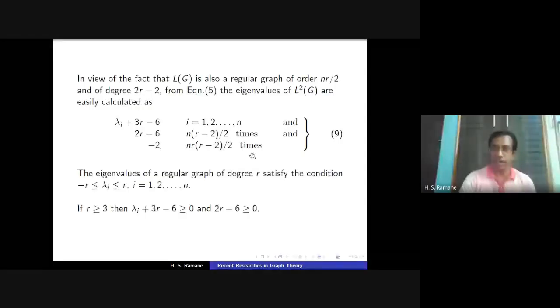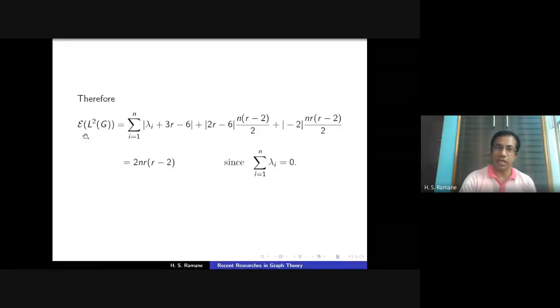For r greater than or equal to 3, lambda plus 3r minus 6 is positive, and 2r minus 6 is also positive, since lambda lies between minus r and r. So if we take the sum of the absolute values of these eigenvalues, we get the energy of the second line graph as 2nr into r minus 2. So irrespective of structure, take any regular graph with regularity greater than or equal to 3, and if we take its second line graph, the energy remains the same.